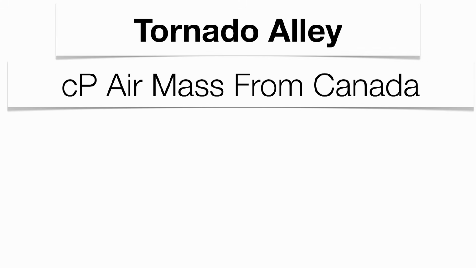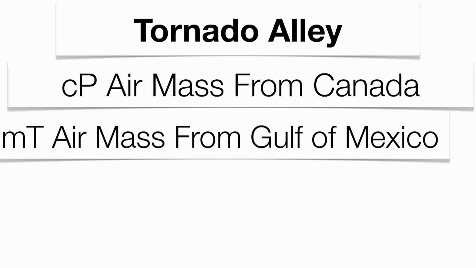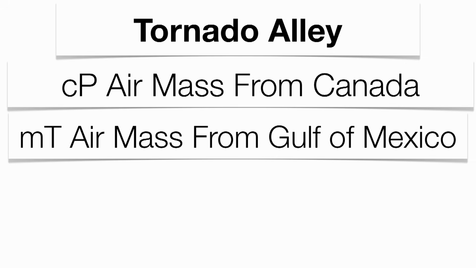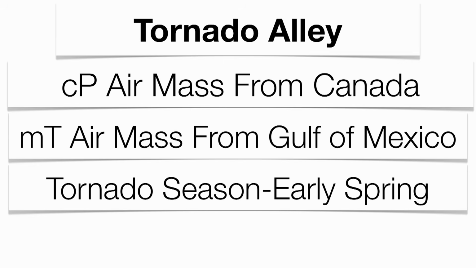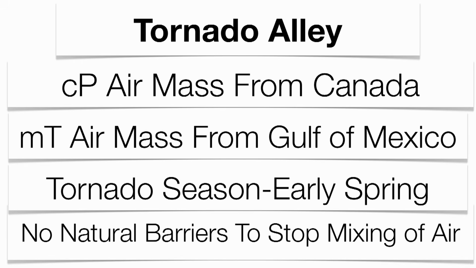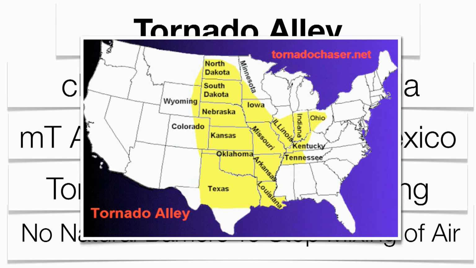Now, the biggest location in the United States where this takes place is Tornado Alley. Basically, this is a location where continental polar air mass comes down from Canada. Maritime tropical air mass is going to come up from the Gulf of Mexico. What's going to happen here is that they're going to mix, really in the early spring. This is when the north is still cold, the south is starting to warm up. And what happens here, there's no natural barriers. There's no mountain ranges to stop these air masses from mixing. So the central part of our country is what we call Tornado Alley.